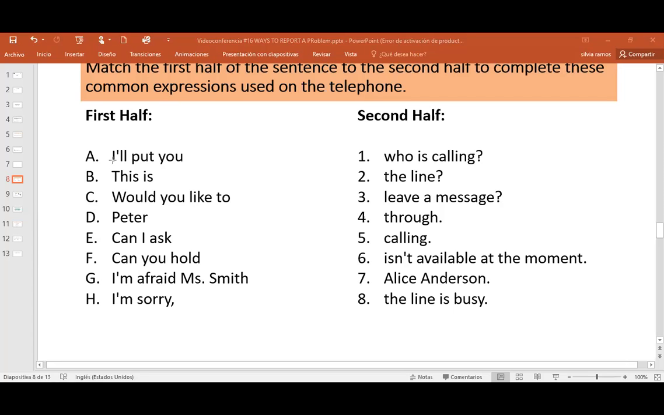A usted le ha puesto en español, está leyendo aquí. Sí, en español está leyendo. Te pondré Alex Anderson. Eso es lo que entendí. Por eso me dijo eso.